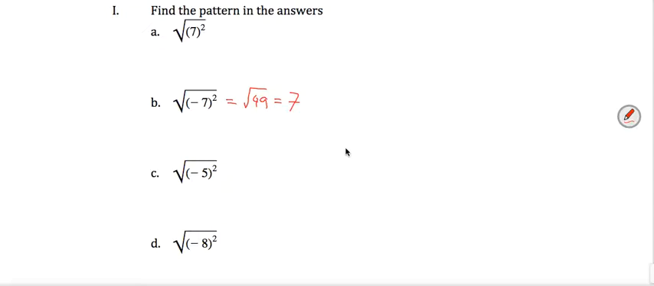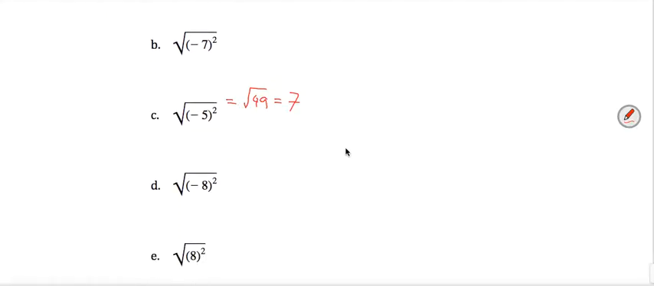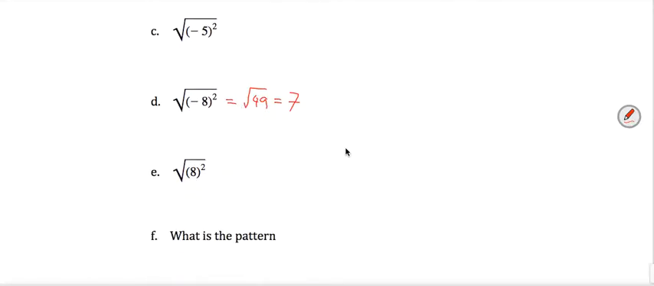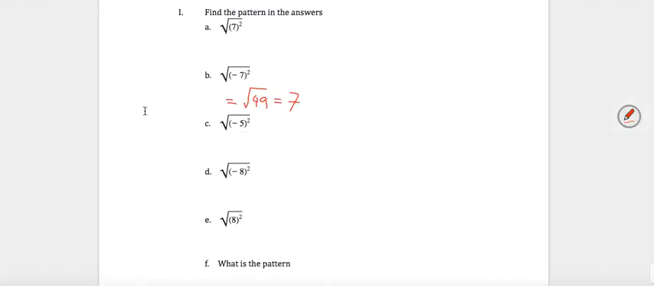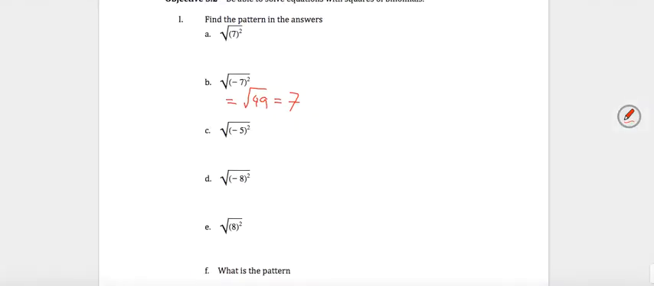Okay, so what I want you to do is really quickly just try all of these, fill in the answers all the way A through E. Okay, I'm assuming you've done that already, and let's take a look at what our answers are. I'm going to zoom out just a little bit so we can hopefully catch a pattern here. So we already talked about B. B, you should have gotten 7. A, you should have gotten 7. C, you should have gotten 5. D, you should have gotten 8. And E, you should have gotten 8.